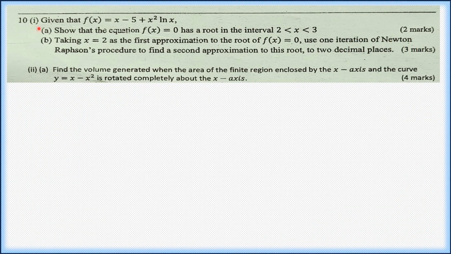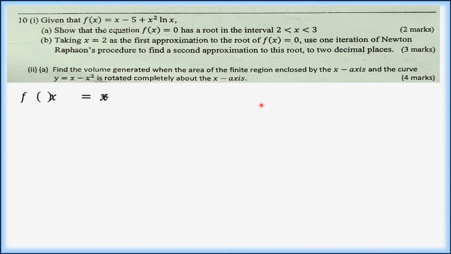So the first question is asking us, we are given a function f of x which is equal to x minus 5 plus x squared ln x. We have to show that the equation f of x equals 0 has a root, or a 0, in the interval 2, 3 excluded. That's x between 2 and 3, 2 marks. So let's do that one first.